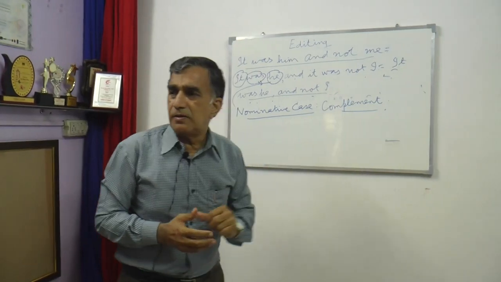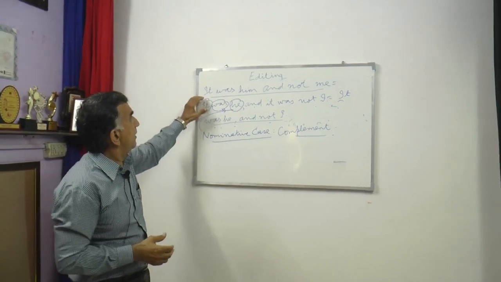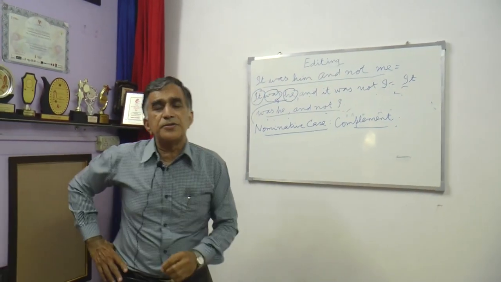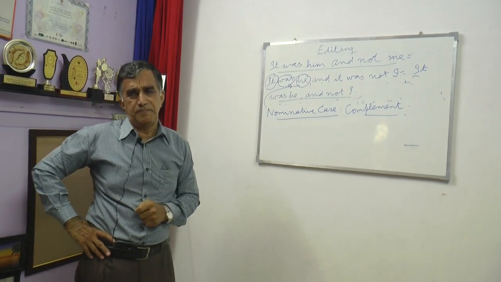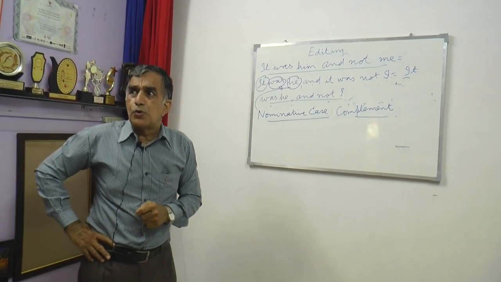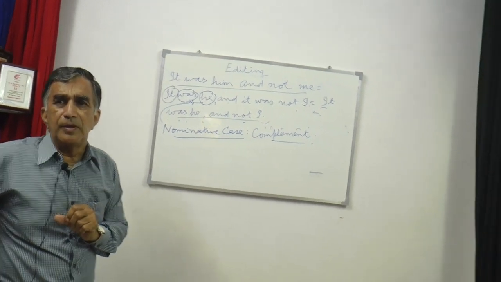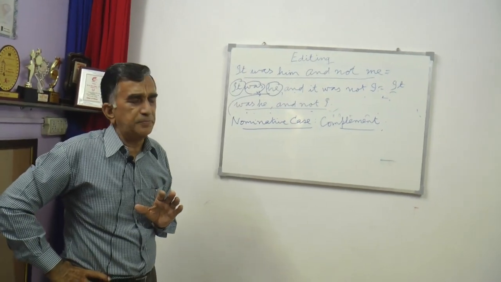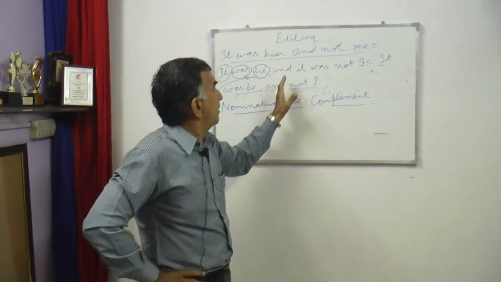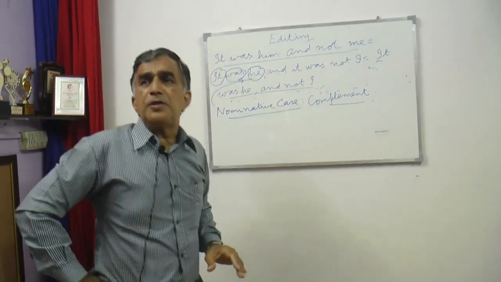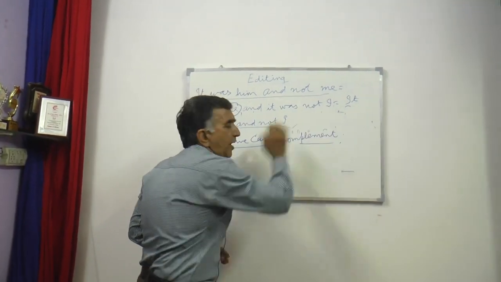And it was not me. This is a separate sentence. In fact, it was him and not me is a compound sentence. It has two independent clauses. Two sentences combined into one. Compound sentence. So second sentence also is and not me. The full form of this second sentence is and it was not I.